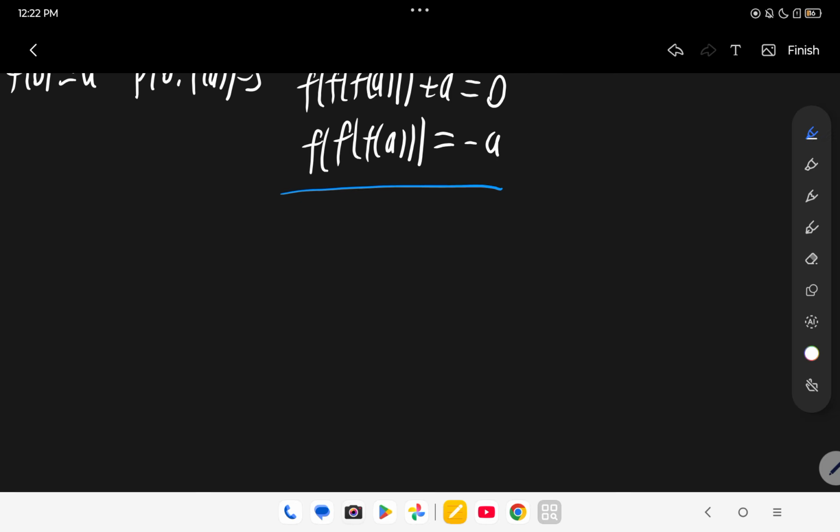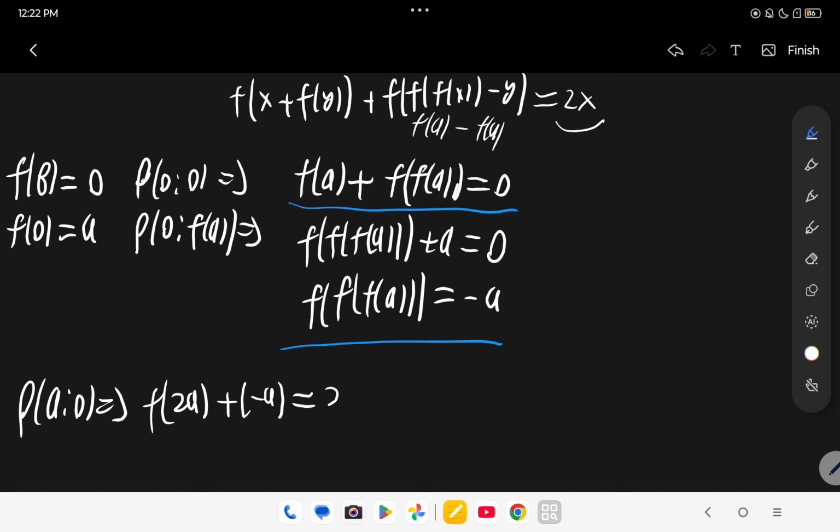So we get f(2a) plus, so this side is f(a), which we know is minus a, so this equals 2a. So we get that f(2a) equals 3a.